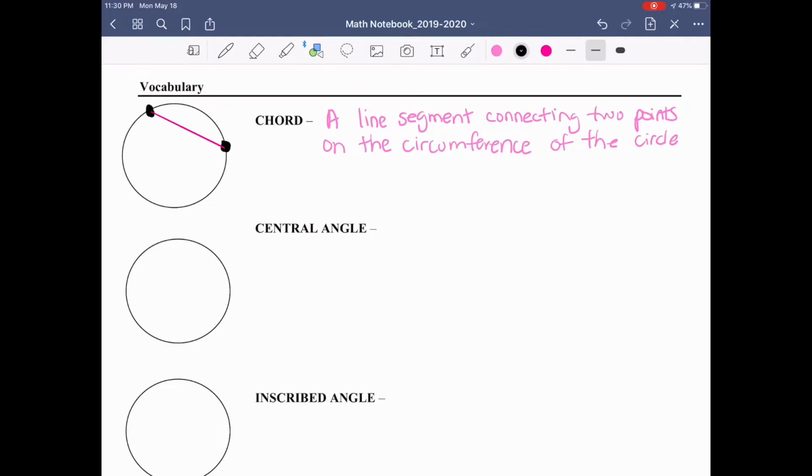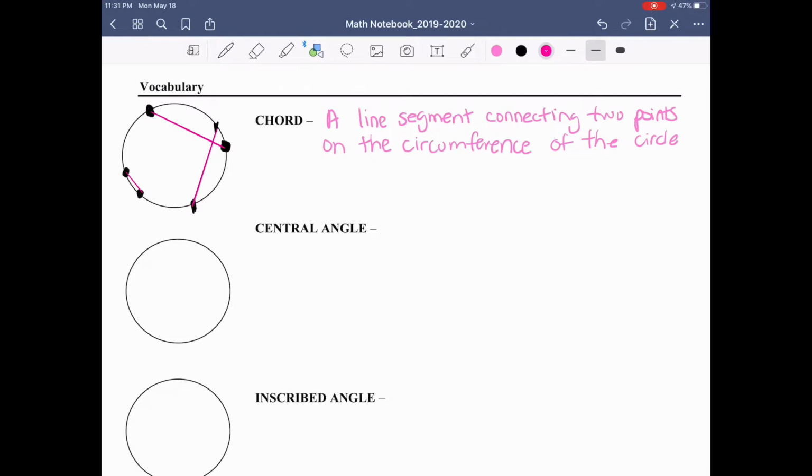A chord can be anywhere across the circle, and it can be as big or as small as you want. So this would be a chord. If you just have from here to here a line that connects them, that would also be a chord. Okay, so a chord is any line that connects 2 points on the circumference of a circle.